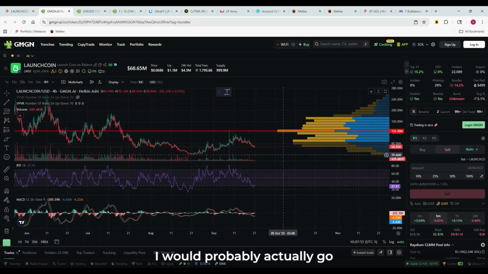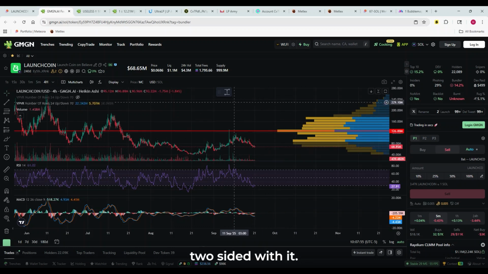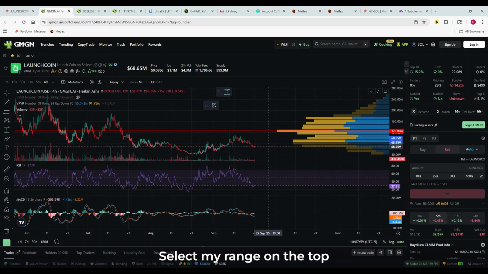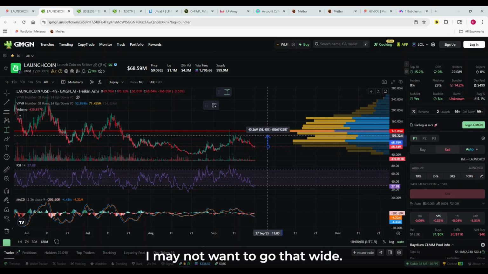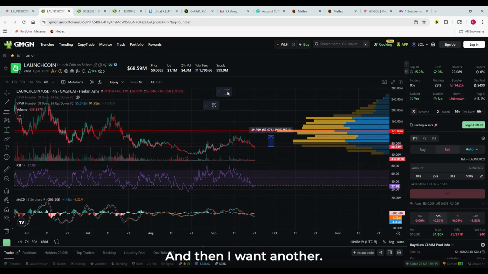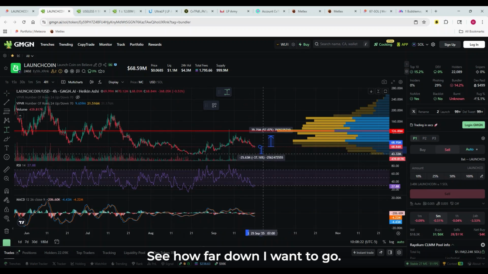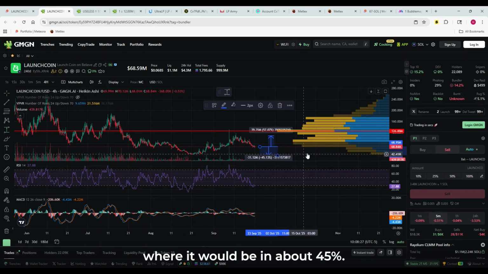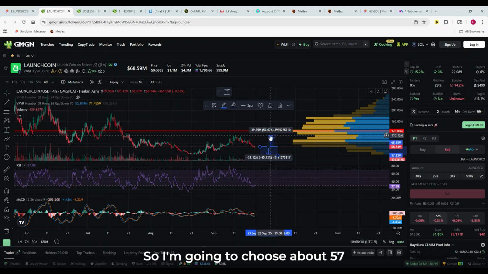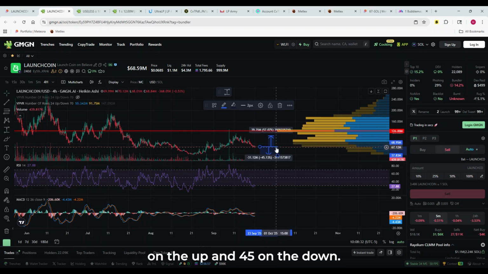This one I would probably actually go two-sided with it. Select my range on the top. I think here is about where it's going to max out. That's at 92%. I may not want to go that wide. Let's look at, say, about 55, and then I want another, see how far down I want to go. It looks like this is the area where it would be, about 45%. So I'm going to choose about 57 on the up and 45 on the down.